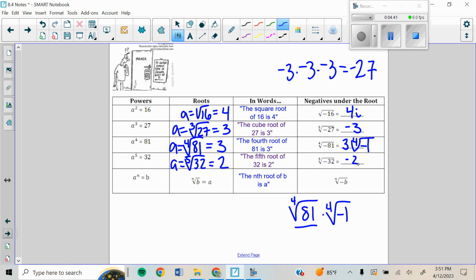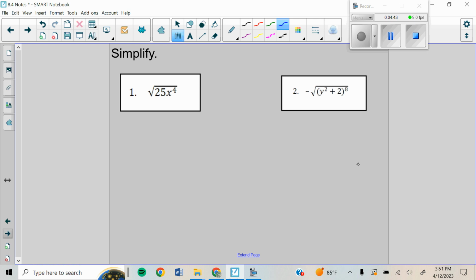All right, so let's go ahead and practice a few of these. First one's really nice and easy. It's a square root. So square root of 25 gives us 5. Now when I have my variables, if it's a square root, I can just take that 4 and divide it by 2 and get x squared. Because think about it, a lot of times we looked for pairs. Oh, I have one pair, I have two pairs. So then that's where my x squared comes from. If we look at problem 2, it has a negative outside the radical.